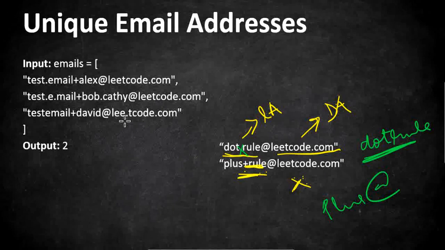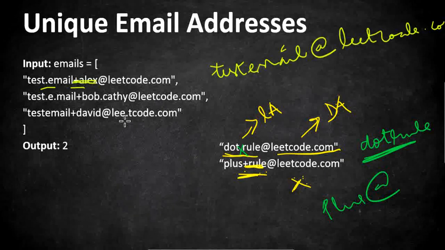Getting back to our actual example given in the problem statement, there are three email addresses. The first one has a dot as well as a plus. As per the rule, we have to ignore whatever is after the plus, and we have to ignore the dot. Now the email address will become testemail@leetcode.com.